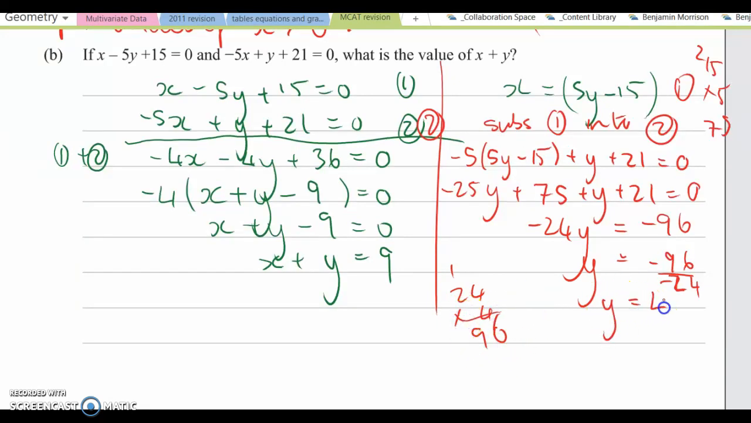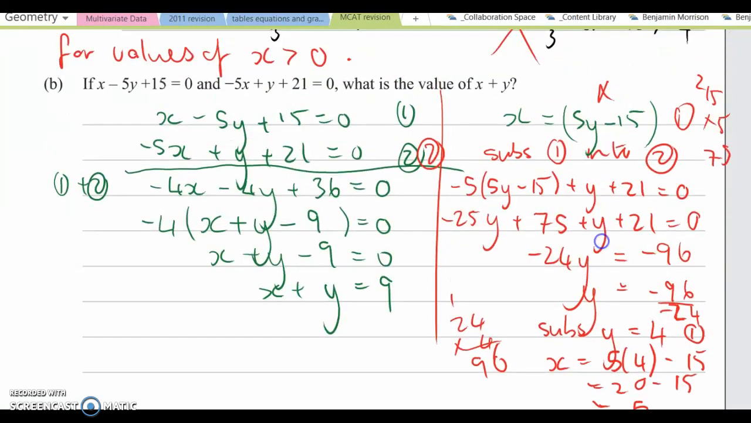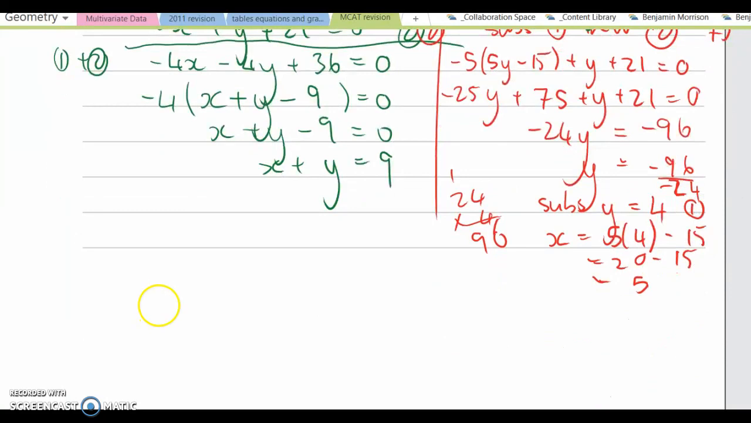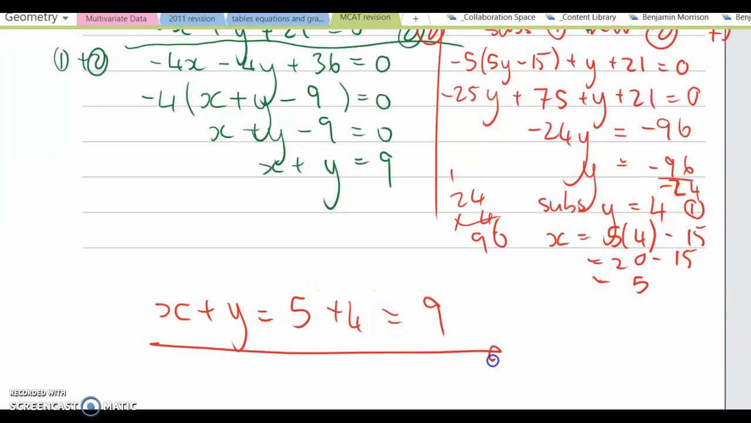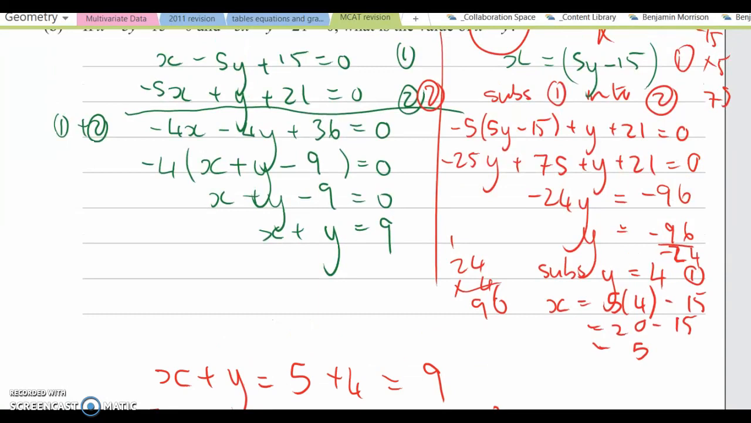So y equals 4. And then sub y equals 4 back into my original equation. So into this one over here. x equals 5 times 4 minus 15, which would give me 20 minus 15, which is 5. And please remember they asked us for x plus y, not just what x or y is. So x plus y, and then I just x is 5 and y is 4 equals 9. So that would be a perfectly good way of doing it as well.